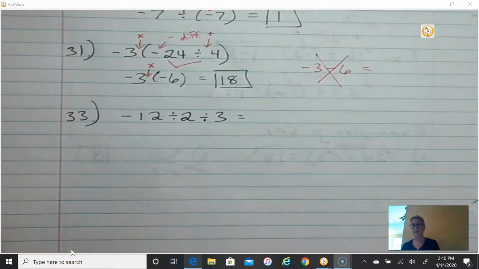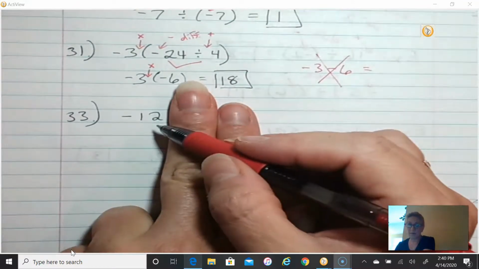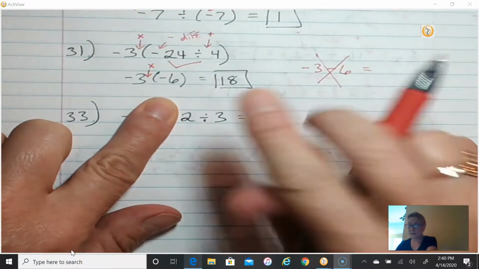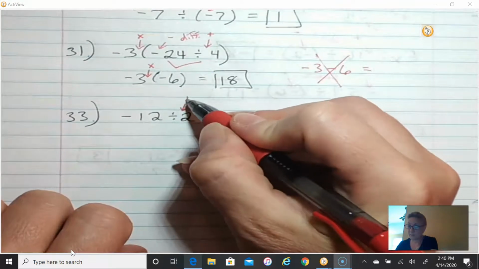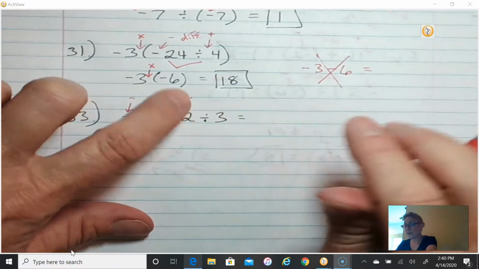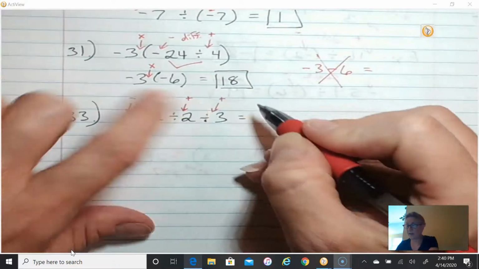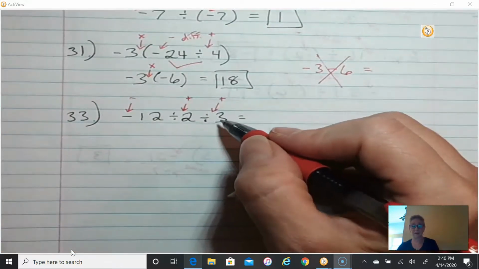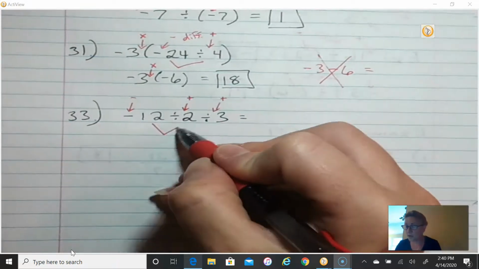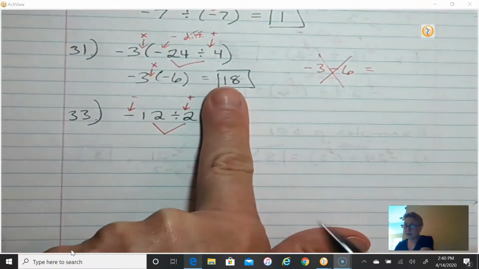Okay, again, we've got multiple things going on here. I have a -12, division, I have a +2. That 2 is positive. I have another division, and that 3 is a +3 because there's no sign there. So it's definitely not negative. If there's no sign, we know it's positive. So by order of operations, we work left to right, and we're doing that right there.